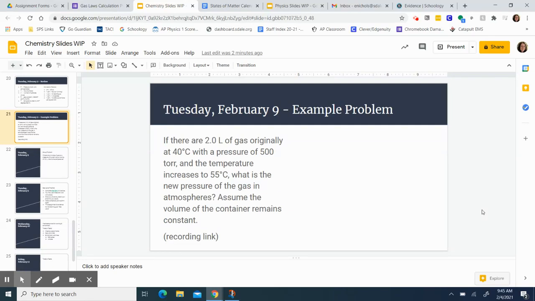Good morning. I want to do a gas laws example problem with you guys, and I'm going to do kind of a complex one with multiple steps. Our problems are going to be a little bit more simple, but this way, if you have to do a complex problem, you have seen one before.